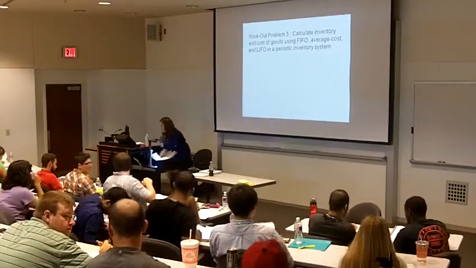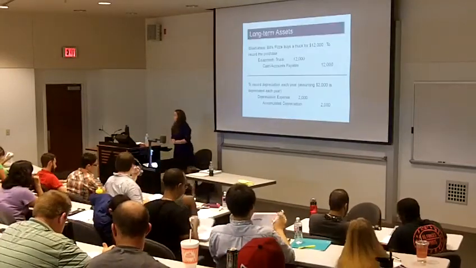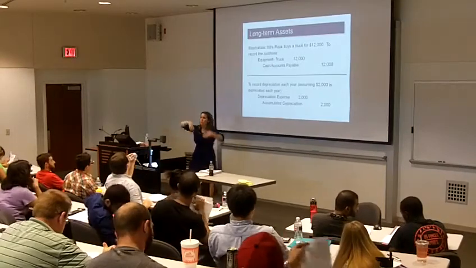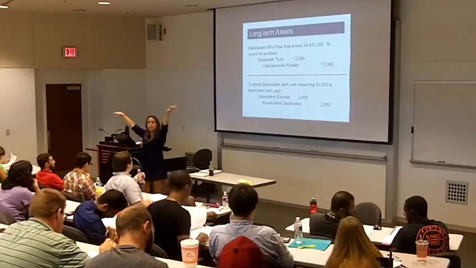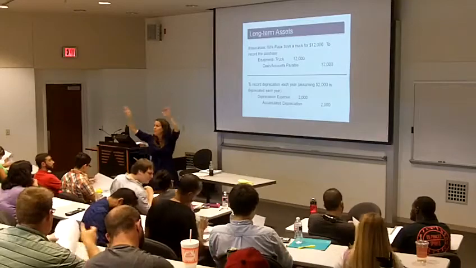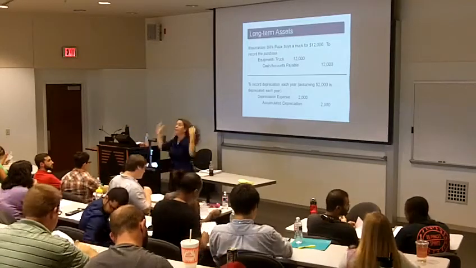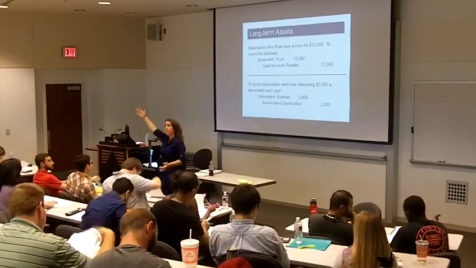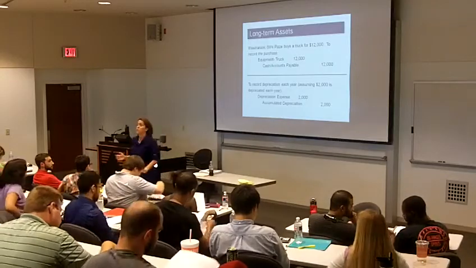Long-term assets. Okay, so I'm marching down the balance sheet. We skipped cash. Cash is easy. We talked about AR and the allowance and how to calculate that. We talked about inventory, LIFO, FIFO, average cost. We're building onto that in intermediate. Now we're going to talk about long-term assets.